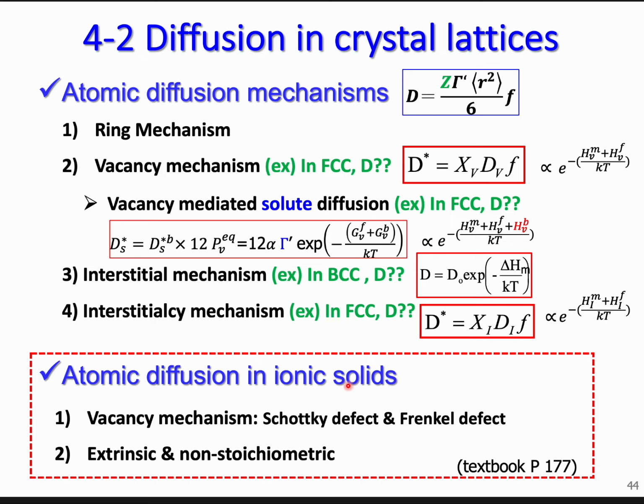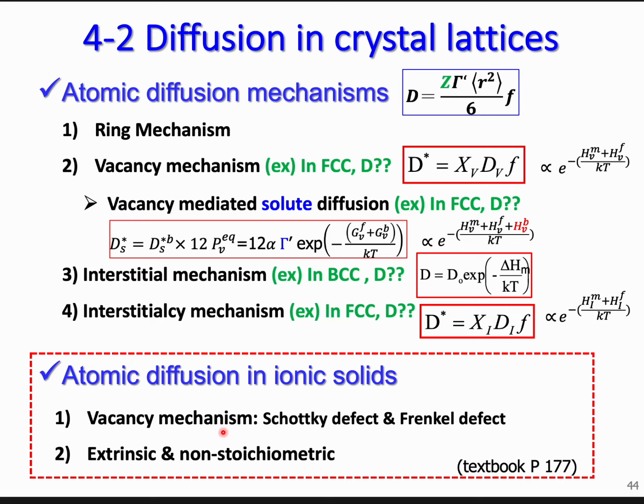So can you modify or estimate the diffusivity of an ion or cation in ionic solid materials? In ionic solid materials, first of all, your textbook focuses on the second atomic diffusion mechanism, which is the vacancy-mediated diffusion mechanism. So in this part, we focus on the vacancy mechanism.